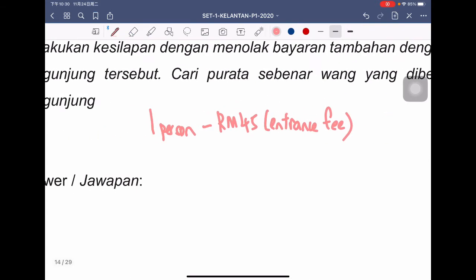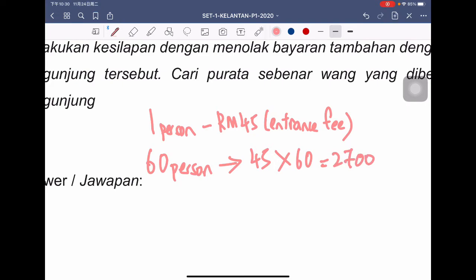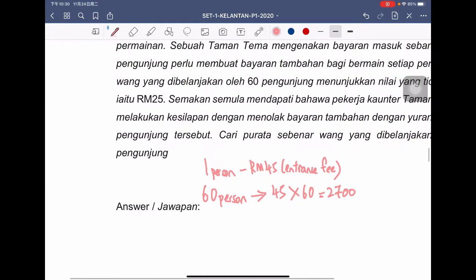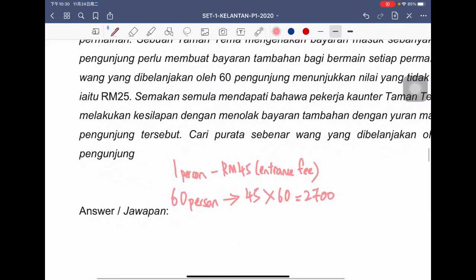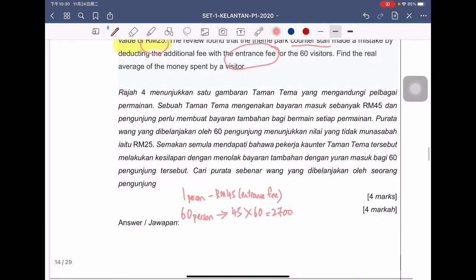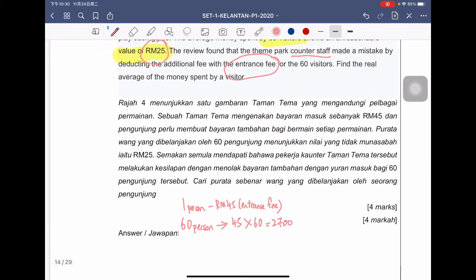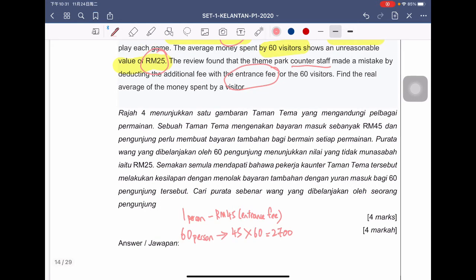So how about 60%? For 60%, it means 45 multiplied by 60, and then you will get 27. But the counter staff made a mistake by deducting the additional fee from the entrance fee. So after deducting the additional fee from the entrance fee for the 60 visitors here, the average value becomes 25.